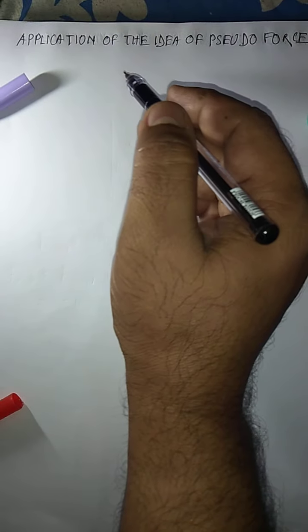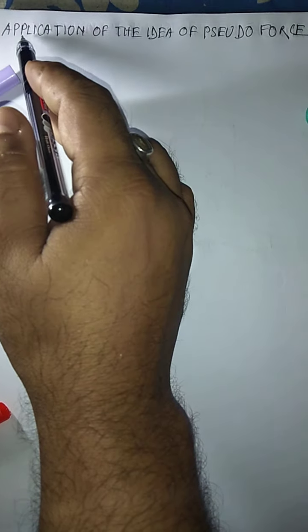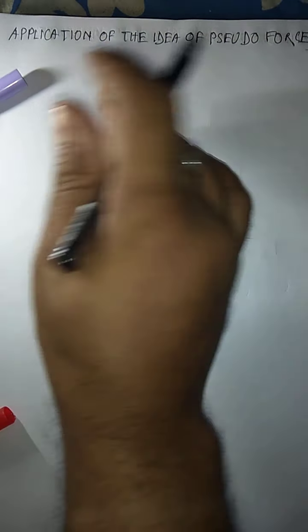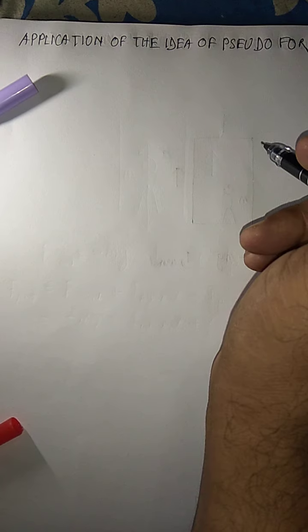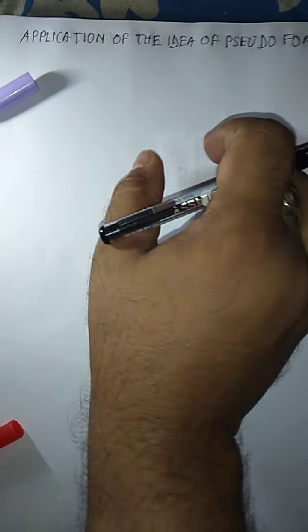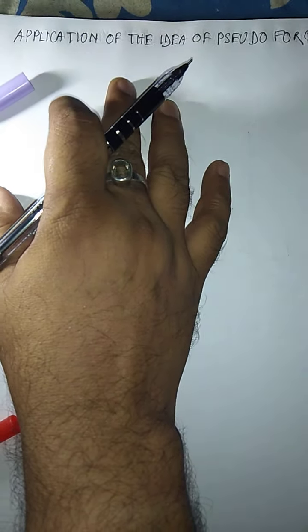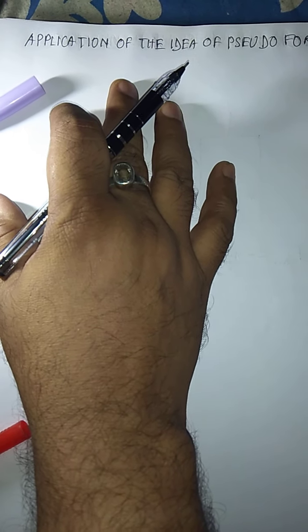Good day, friends. In the last video, we learned how to apply the idea of pseudo force. We had a cart block system, and the cart had an acceleration, and the block was resting on the surface of the cart, stationary relative to that cart. And we found an expression for the frictional force acting on the block.